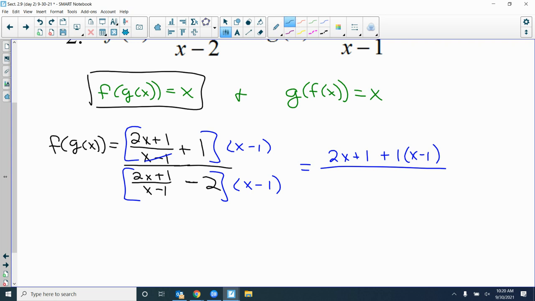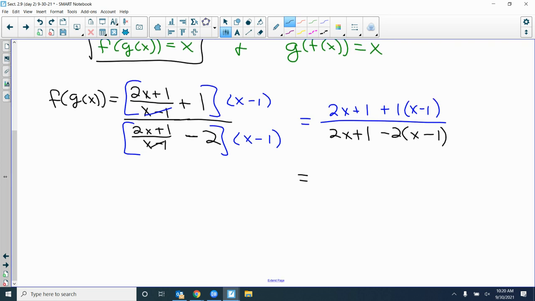same idea. This x minus 1 will cancel. You're left with 2x plus 1 minus 2 times x minus 1. See, then the top one, since it's just a 1, you would just be left with what's in the parentheses. But if there's a constant there, then you have to distribute that constant. So whether you do this in 2 steps or do it all in one, it doesn't matter to me.